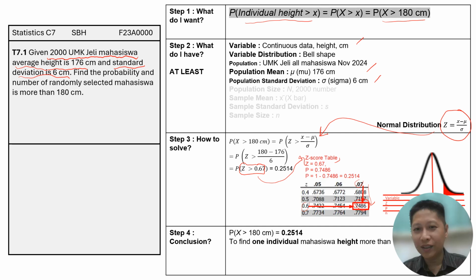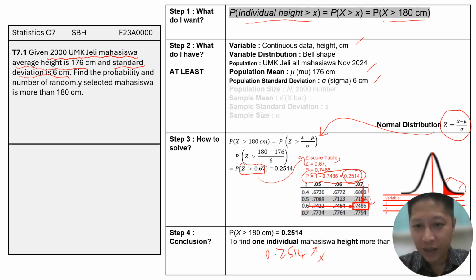Unfortunately, this table is looking from left to right. Are we looking from left to right? No, because we want the student to be very tall, which means we are looking from the right side. Or to say that the P that we want is 1 minus 0.7486. So at the end, our P equals 0.2514. When we have P equals 0.2514, we need to tell the volleyball coach, is it easy to find this individual or not? That's very tall, that is more than 180 cm.